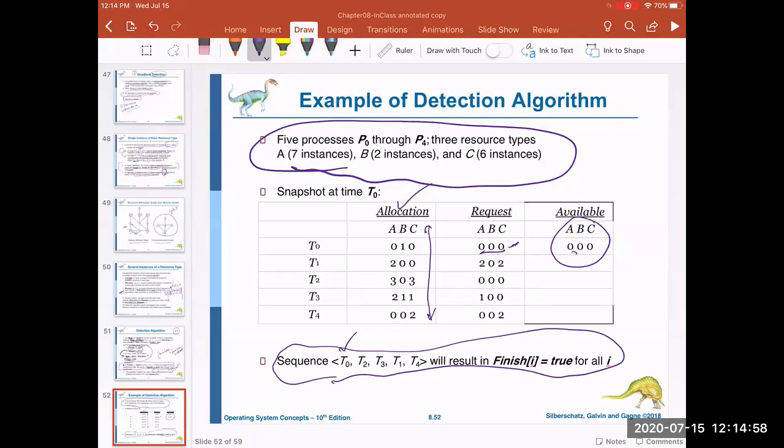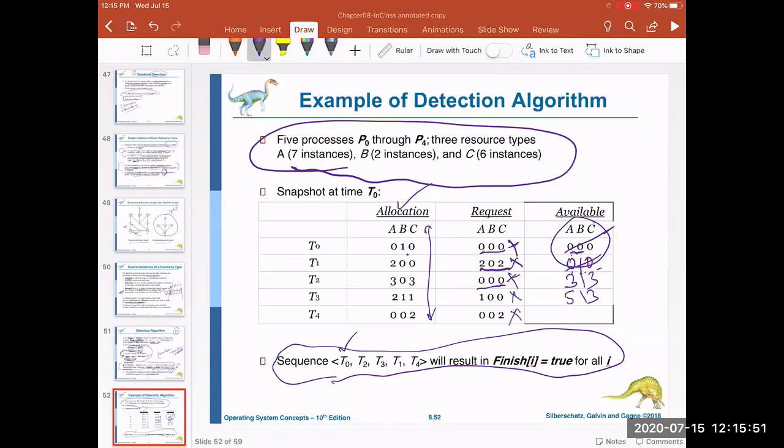After this, the available resources would be available plus allocation. So the new value of available would be 010. Here the request is 202 and available is 010, so T1 would not execute. Now we go to the next one. Here it is requesting 000, so it will run. If this runs, the new value would be 313. Now this one requires 202, so it will execute and make this 513, and then it will execute this, then this.